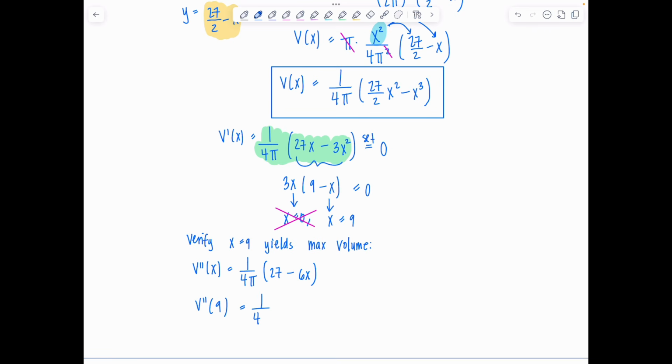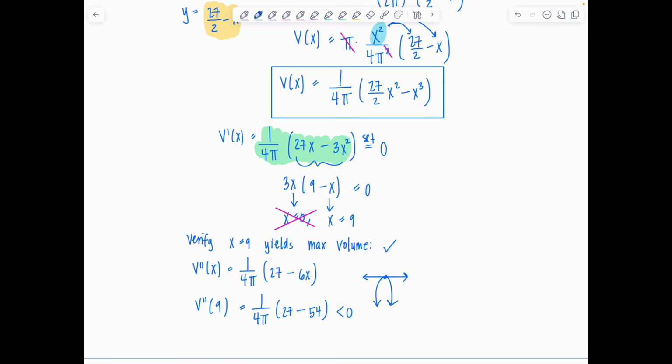So 1 over 4 pi, 27 minus 54. I honestly don't care what it is. No, we don't. All I care is that it's negative, which means my graph is concave down at that critical point where the tangent is horizontal, because the critical point came from where the derivative is 0. So yes, it indeed yields a max.